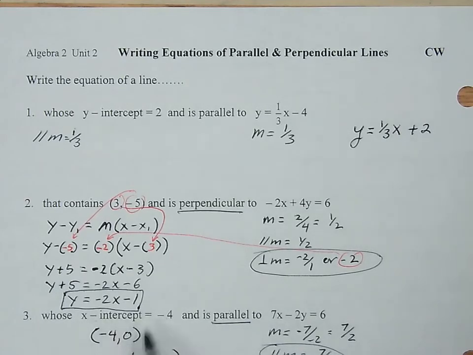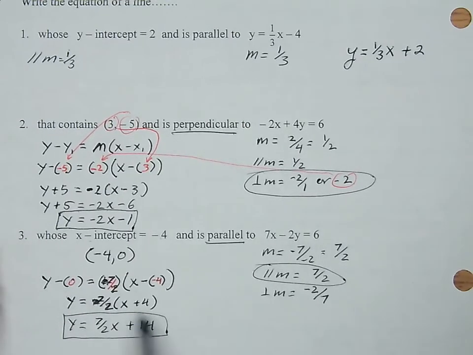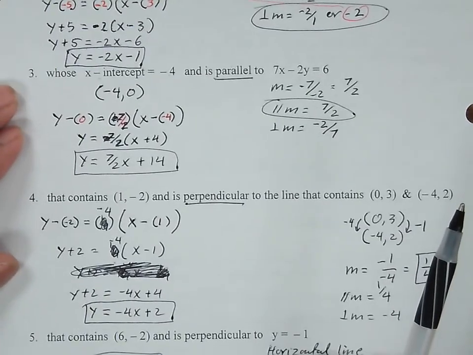Okay. And now, how did I come up with this point? Well, the x-intercept is going to be -4. That means it crosses at (-4, 0). So that's how I came up with the 0 and the -4 there. Again, plug it into our formula right there. And we work this part out. Work it out, and we get y equals 7 over 2 x plus 14.